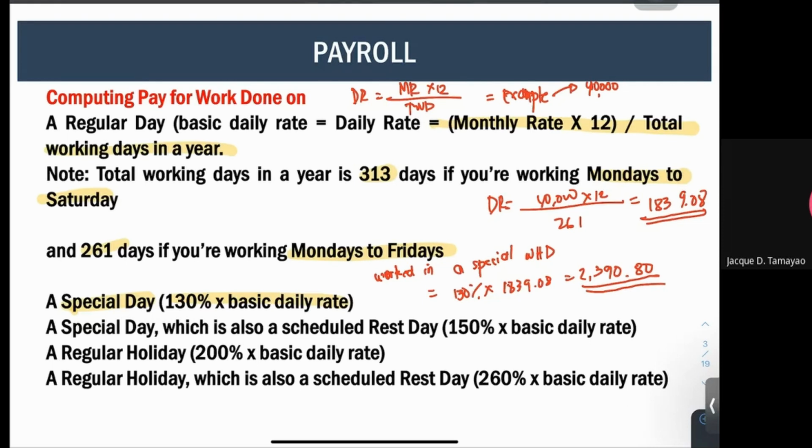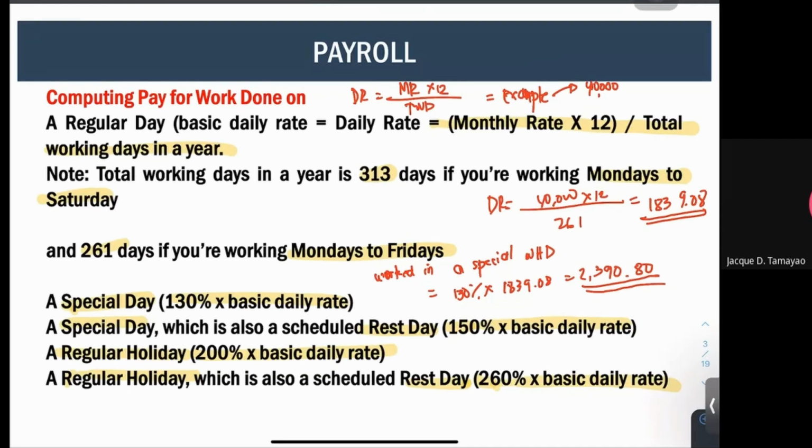Next, what if it is a special day and it is also your rest day? So rest day together with special day, what is our rate? 150% multiplied by our basic daily rate. Next, regular holiday, 200% multiplied by basic daily rate. And if that is a regular holiday together with rest day, 260% of the basic daily rate.